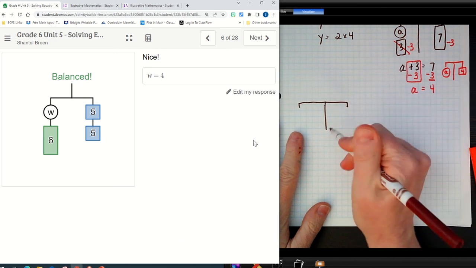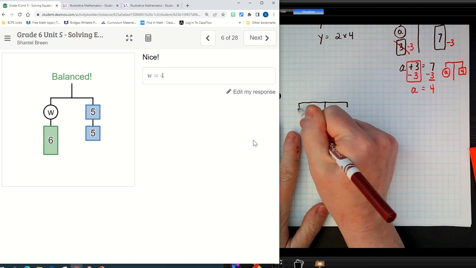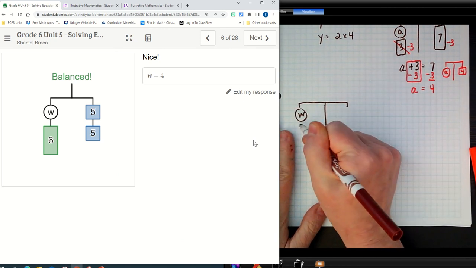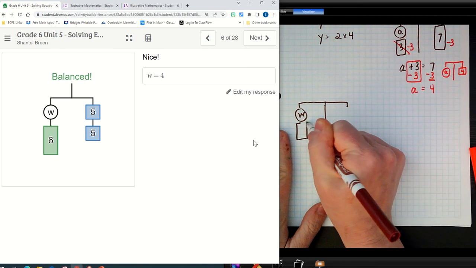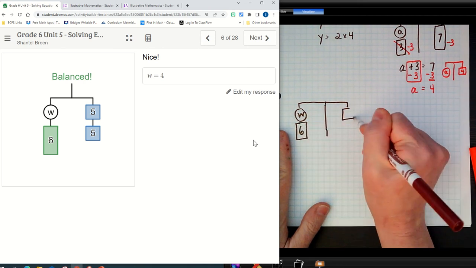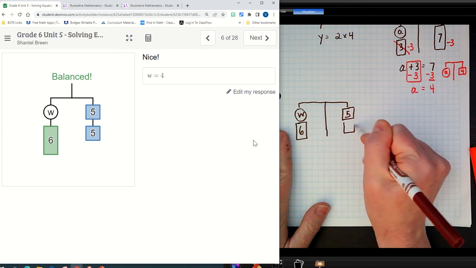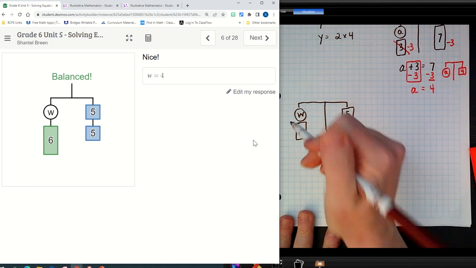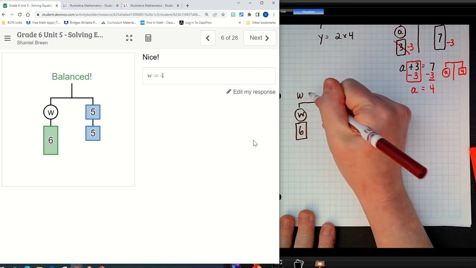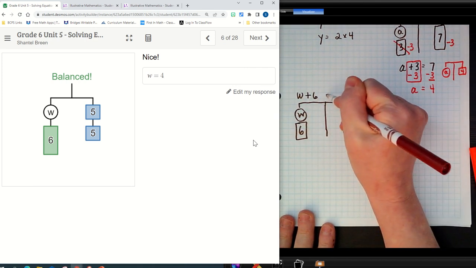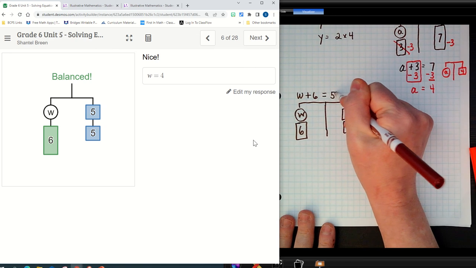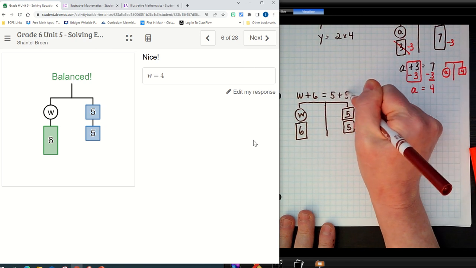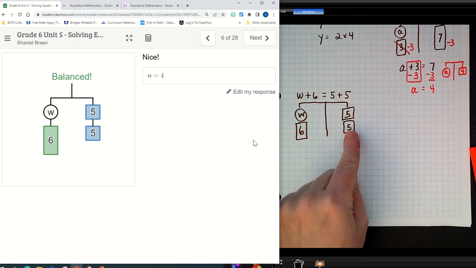All right. And I have a W, and I have a 6. And over here, I have a 5, and I have a 5. All right, remember what I said, get into the habit of writing an equation. So what do I have here? I have a W plus a 6 on one side, and on the other side, I have a 5 plus a 5.